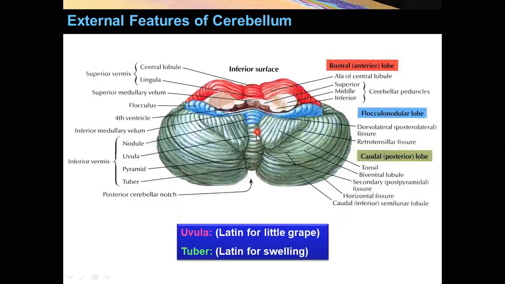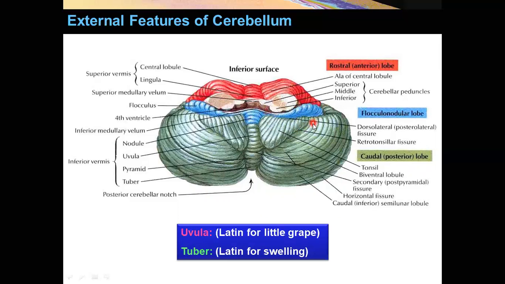Now here you see the inferior vermis, which contains the tuber, pyramid, and uvula that belong to the posterior or the caudal lobe of the cerebellum. And here you have the nodule, part of the flocculonodular lobe. And here is the dorsolateral or the posterolateral fissure, which separates the flocculonodular lobe from the tonsil.